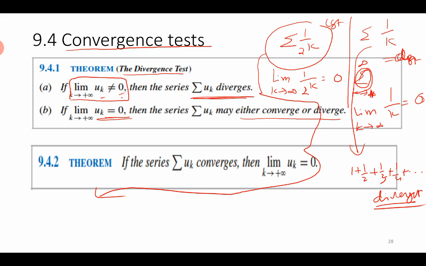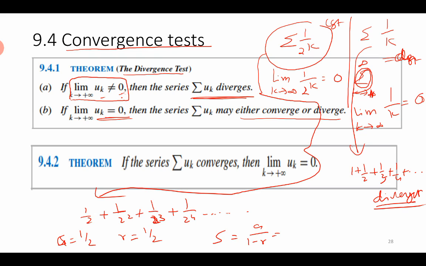What is the first term? When k is 1, this is 1 over 2, 1 over 2 squared, 1 over 2 cubed. By the concept of geometric series, the first term is 1 over 2, and every term is multiplied by 1 by 2. So the ratio is 1 by 2. The sum of all the infinite terms is a over 1 minus r, that is 1 by 2 over 1 minus 1 by 2, which is 1. So this series converges to 1, but the second series, the harmonic series, is divergent, though for both the limit of the kth term is 0.